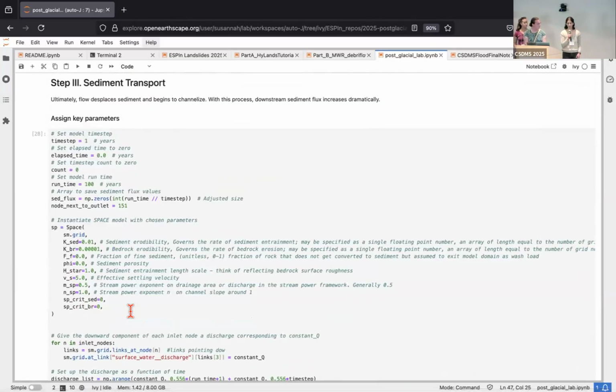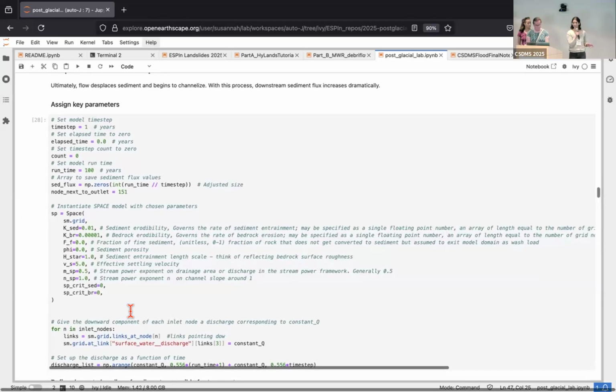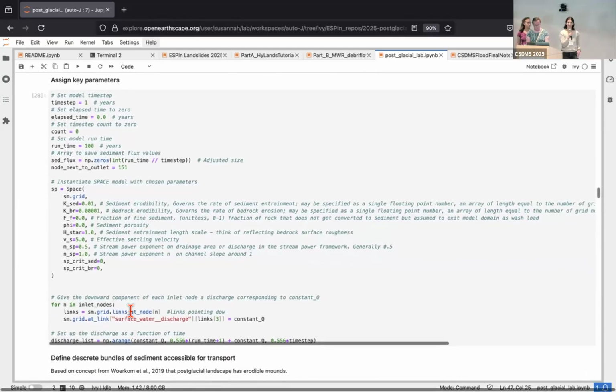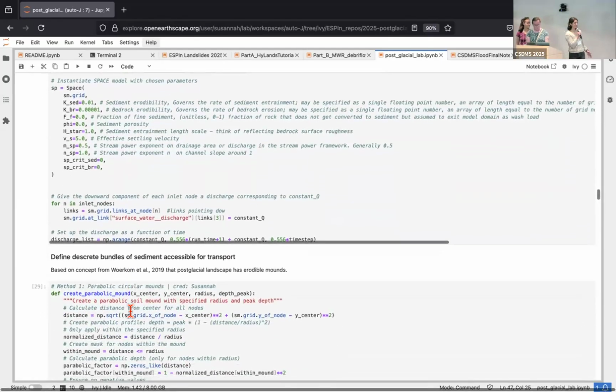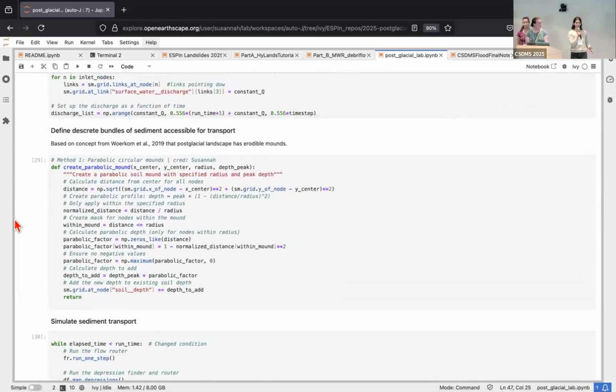So we used SPACE to do this, and we set some boundaries so it was only flowing to the inside of between the two moraines. And then we also wanted to account for the fact that these glacial landscapes have really high sediment supplies. And we didn't have time to mess around with actual mass wasting components. So instead, we made these parabolic piles of sediment to simulate the effects of mass wasting off of the moraine faces and the till coming out of the downslope end of the glacier.